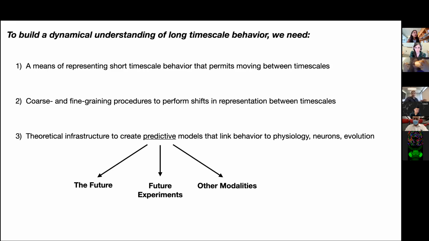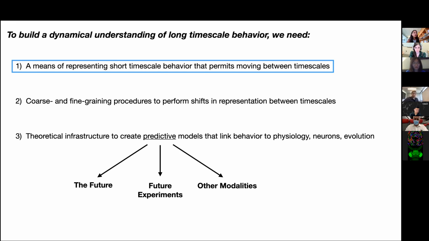And then 3, and really this is where most of our group is spending a lot of time now, is developing theoretical infrastructure to create predictive models that link behavior to all the stuff underlying it. And by predictive, I mean the future of that same animal, and other experiments where we do different types of perturbations to the animal or other modalities. So for measuring behavior, you can make predictions on, say, underlying neural activity or on how behavior might have been evolving. And so let's start with 1.